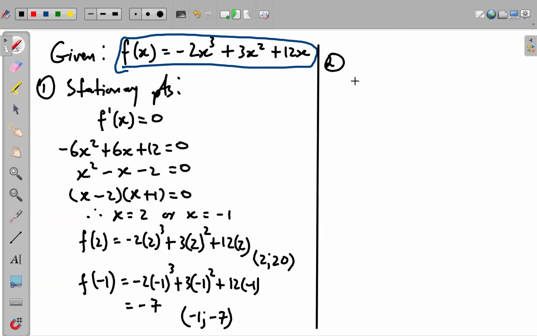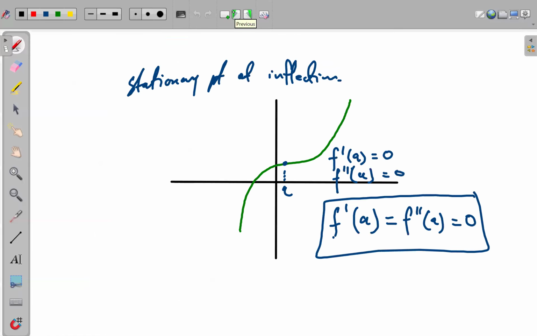So number 2, we want to classify the stationary points. In other words, we want to know between these two, which one is a local minimum, which one is a local max, or perhaps one is a stationary point of inflection. Well, let's classify them. Let's just quickly recap, guys. I want you to see this.